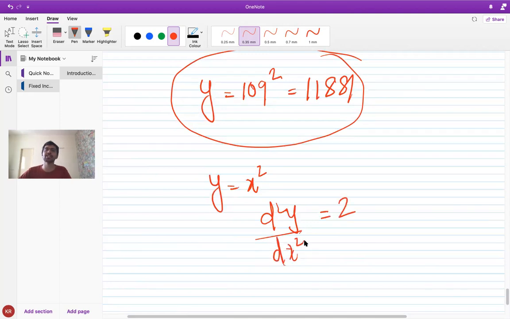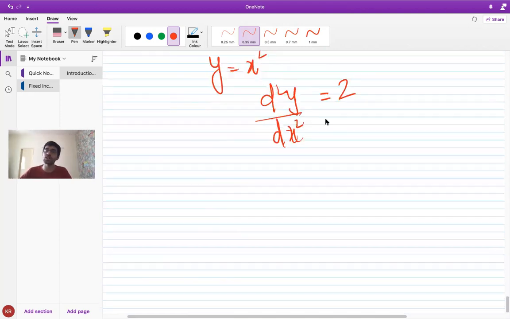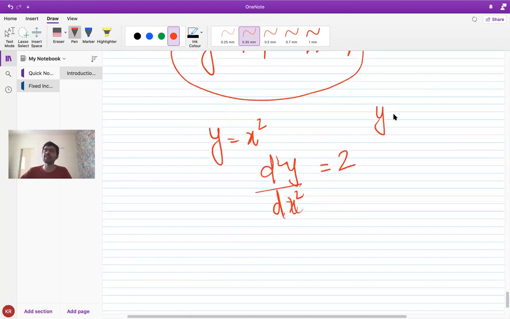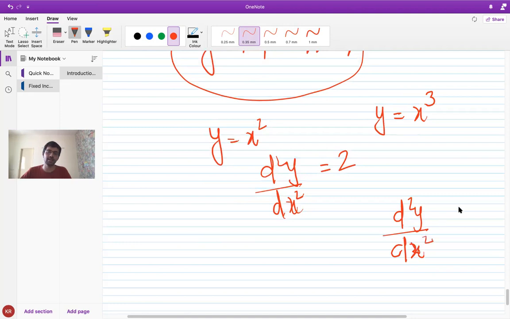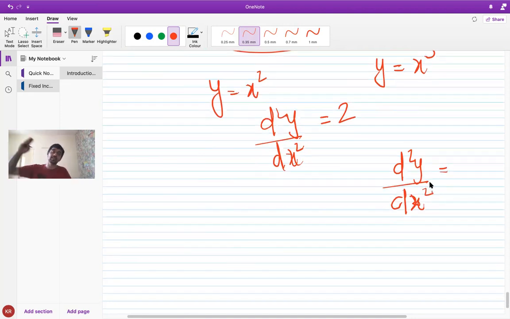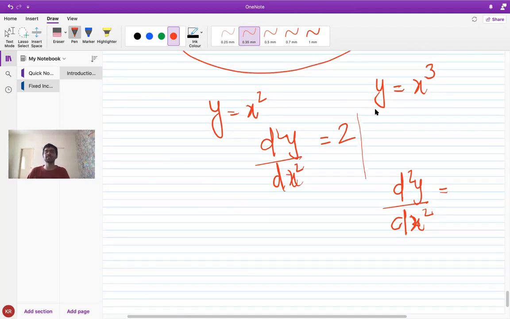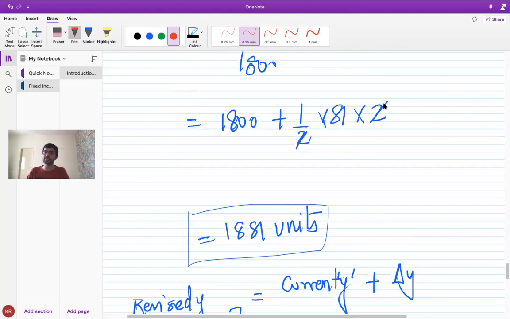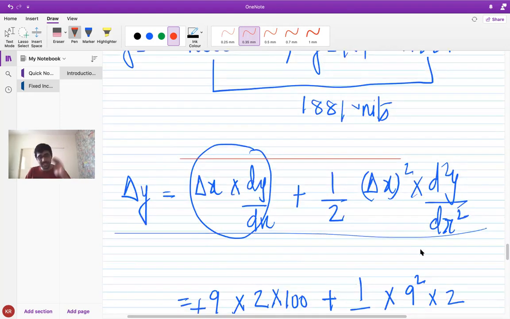The second differentiation turned out to be a constant, whereas if we would have had y equal to x power 3, then the second differentiation would have also been a variable. It would have also been a function of x. The third differentiation would have been a constant. Over here the second differentiation was constant, but if we worked with a higher degree equation, the third differentiation will be a constant, and therefore the first two terms will still be an approximate change, but it will be a better approximation.